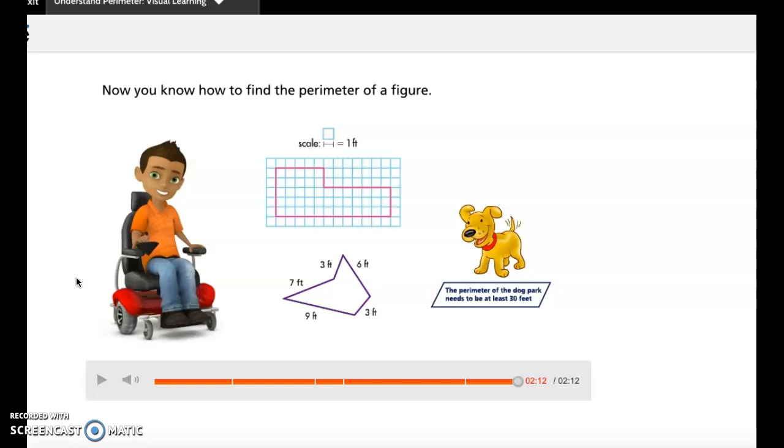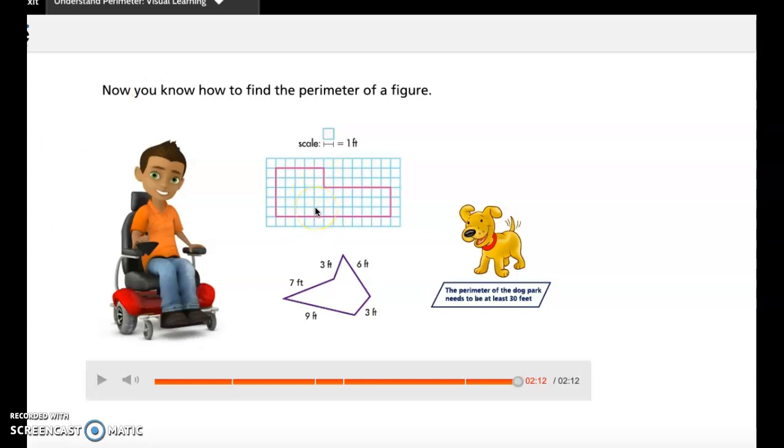So in this example, Gus was trying to build a dog park with at least 30 feet, and he had two ideas. One idea had 35 feet, one idea had 28 feet. So he had to use the first idea of 35 feet.